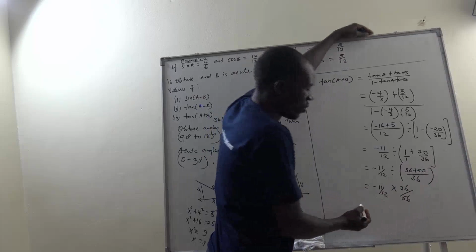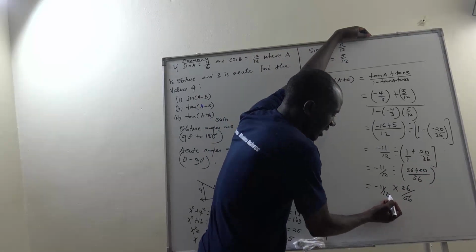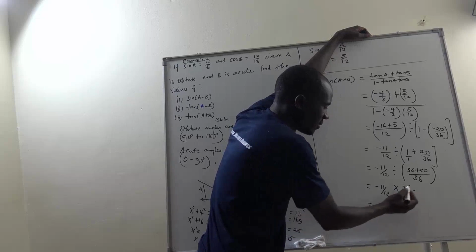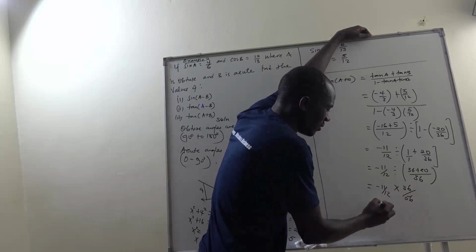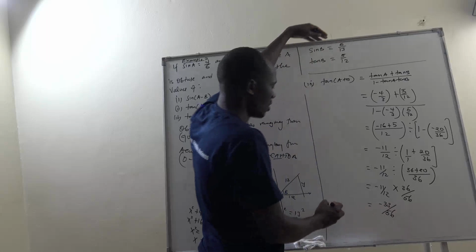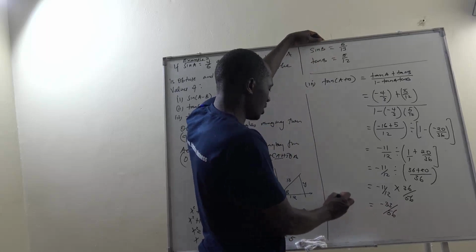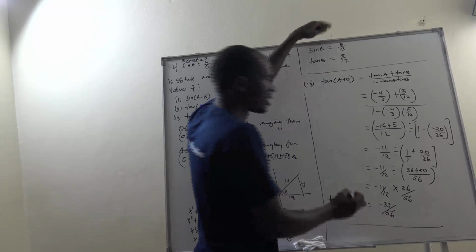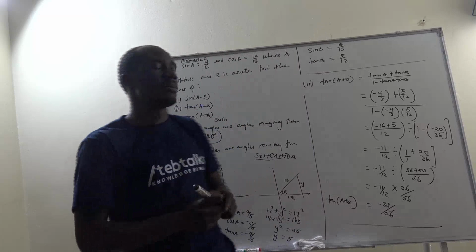We reduce where possible. Can a 12 go in 36? How many times? That is 3. Then in negative 11 times 3, you're getting negative 33 out of 56, which is the same as tan into A plus B. That's how we handle such a kind of number when it comes to that.